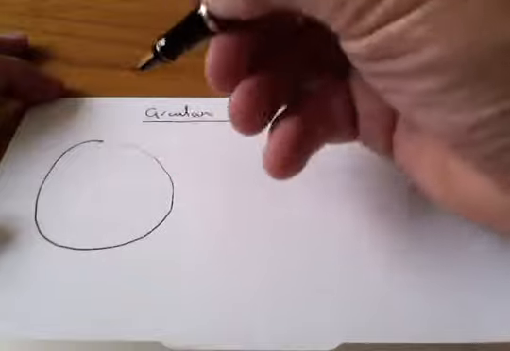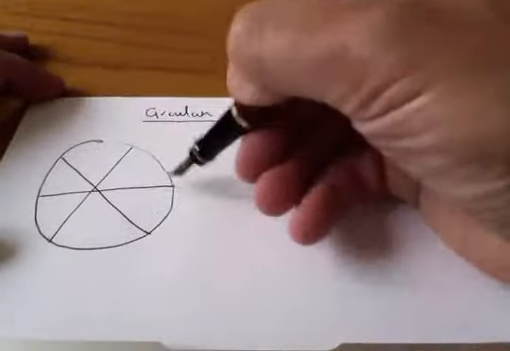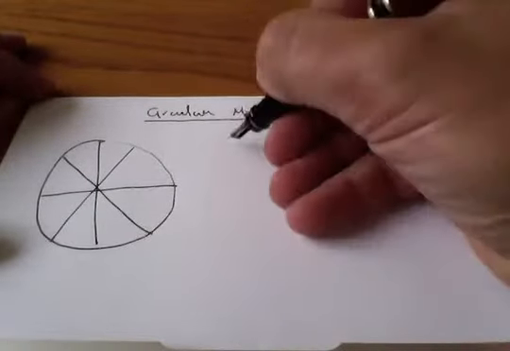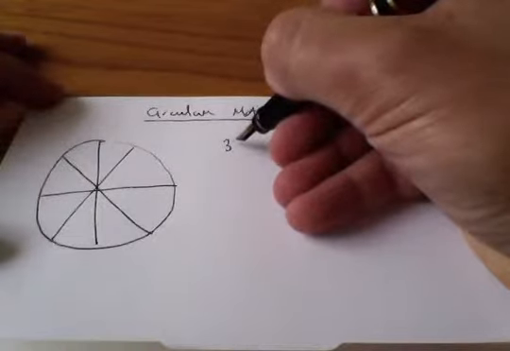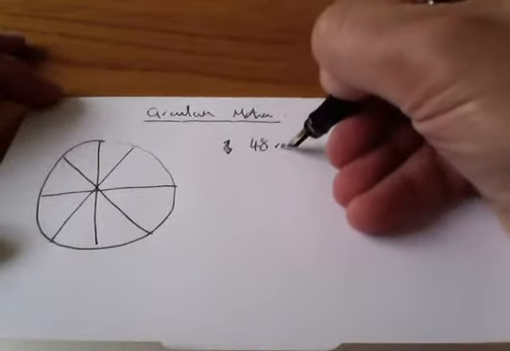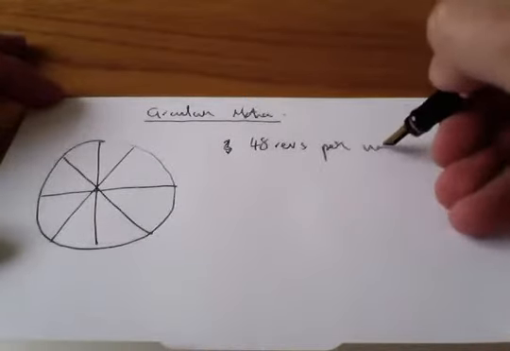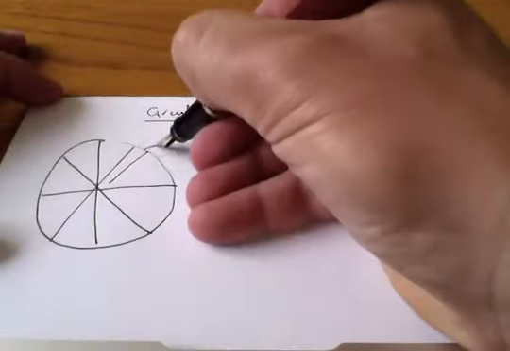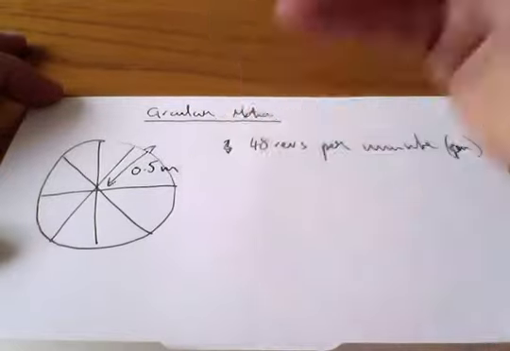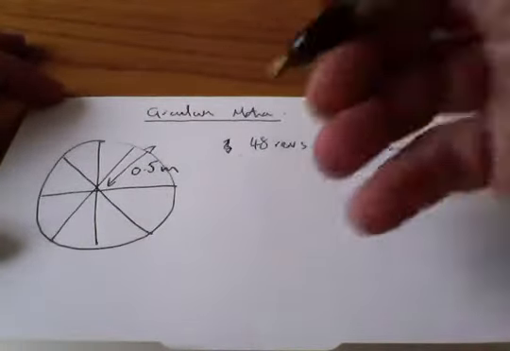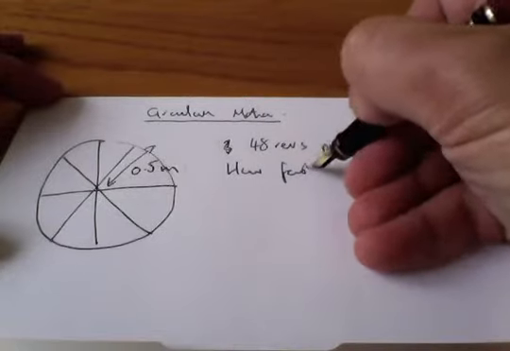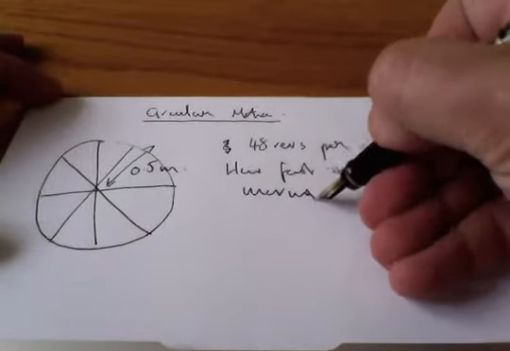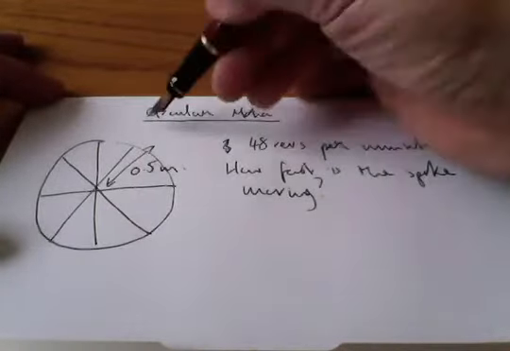Here's a terribly uncircular bike wheel, and I've got spokes that are supporting that bike wheel. Let's say, for argument's sake, we do 48 revs per minute, RPM, and the radius of the bike spoke is 0.5 meters. Now, if I was to ask you how fast the spoke is moving, I'm sure you would all have a pretty good attempt at working it out.